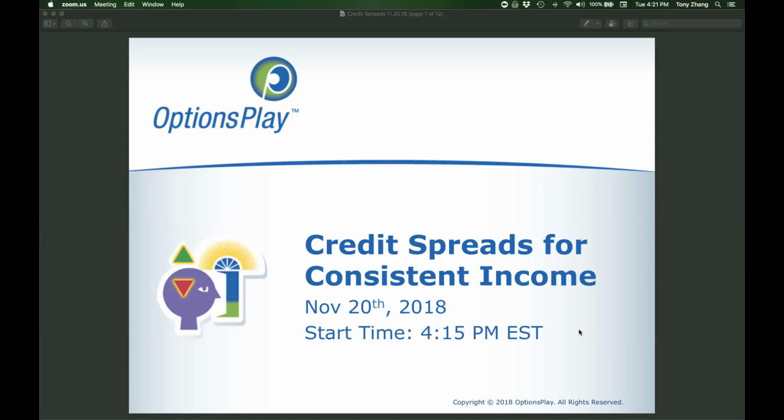It's really important to understand what are the ideal situations for selling credit spreads, because I do see that some users are using them in cases where perhaps other strategies may be better suited for their directional views. So those are the things that we're going to address here today.